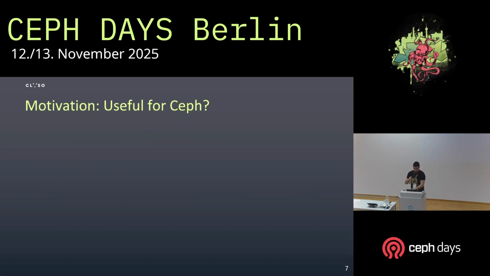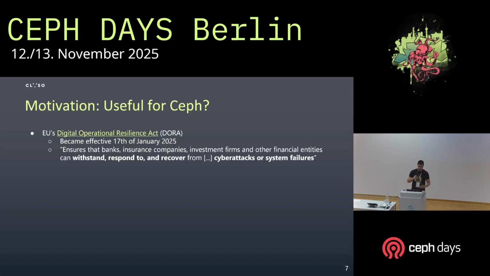Yeah, and the second law that I brought with me today was the Digital Operational Resilience Act, short DORA. It became effective at the beginning of this year, and it wants to ensure that a very important institution here in Europe can withstand, respond, and recover from cyber attacks or system failures. And obviously, when you see system failures, you're like, yes, Ceph can do that. That's already really good. But obviously, cyber attacks are always a problem because they're always kind of different, right?